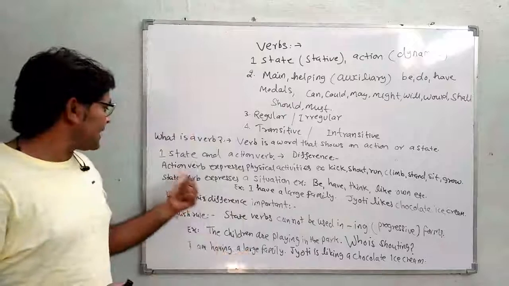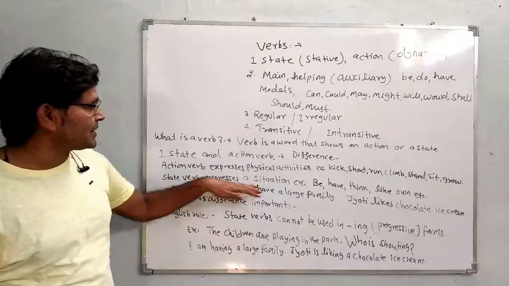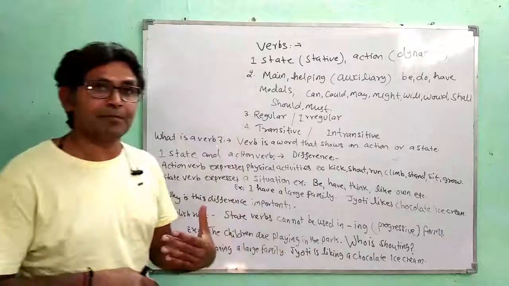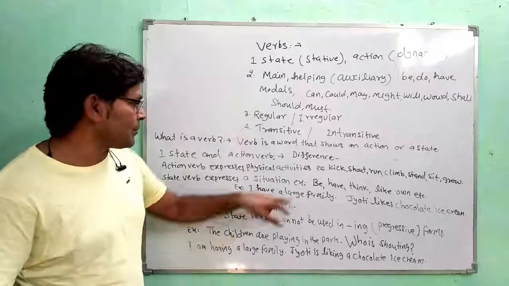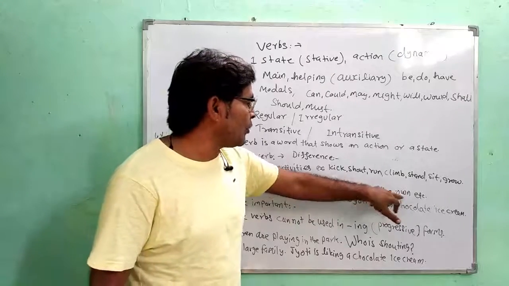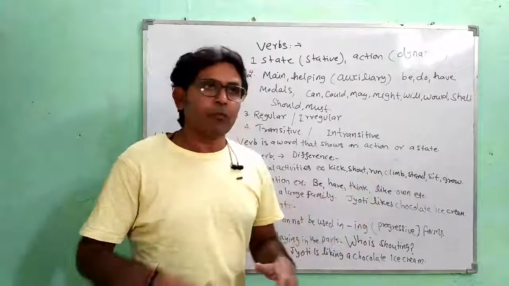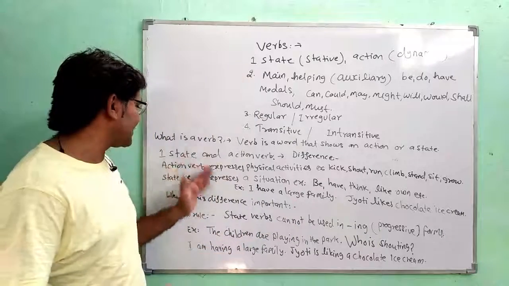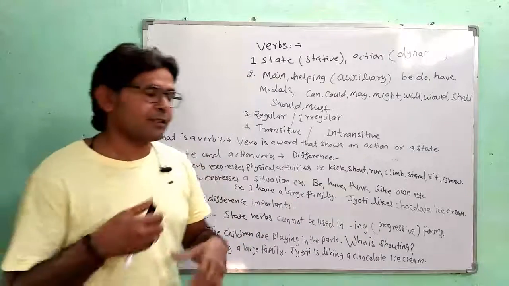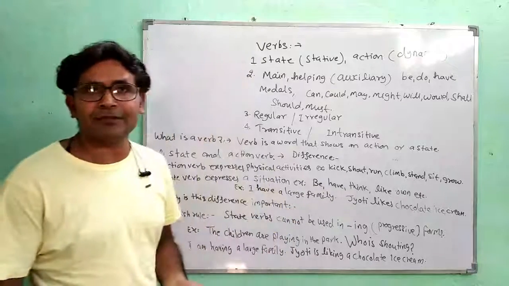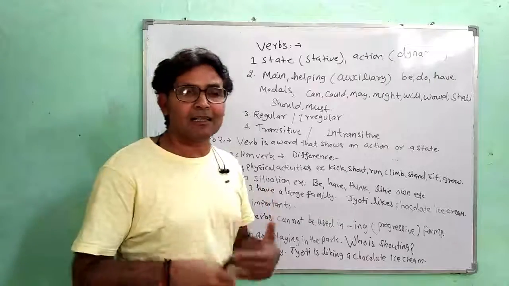Now the state verb. A state verb expresses a situation. Situation means the state of being. For example, be, have, think, like, own, etc. So the basic or simple difference between action verb and state verb is that a state verb doesn't show physical activities. There is no physical activity involved in a state verb.